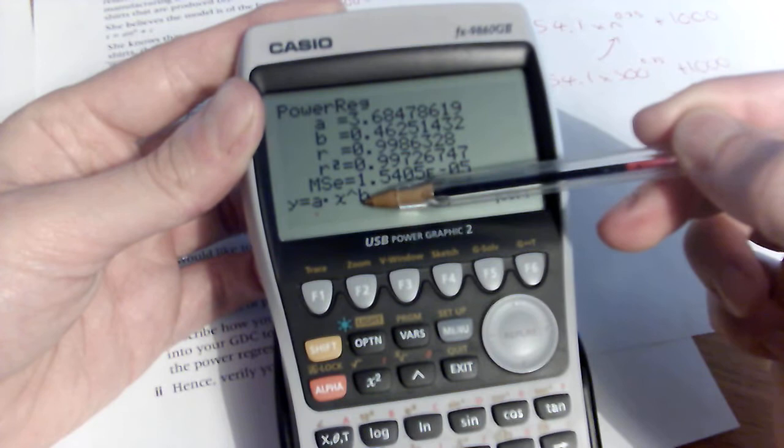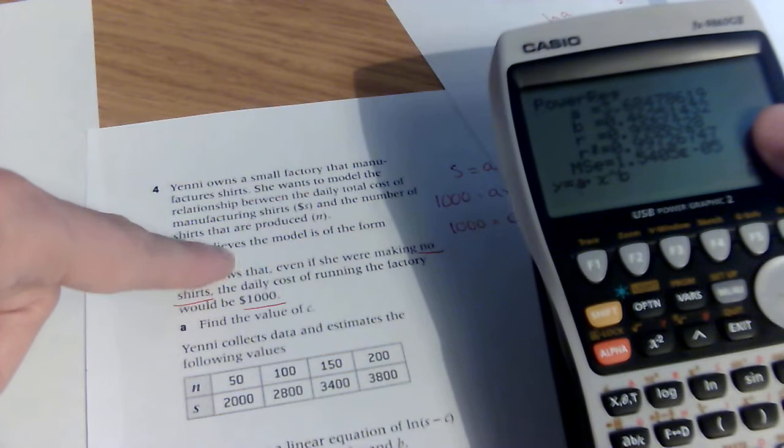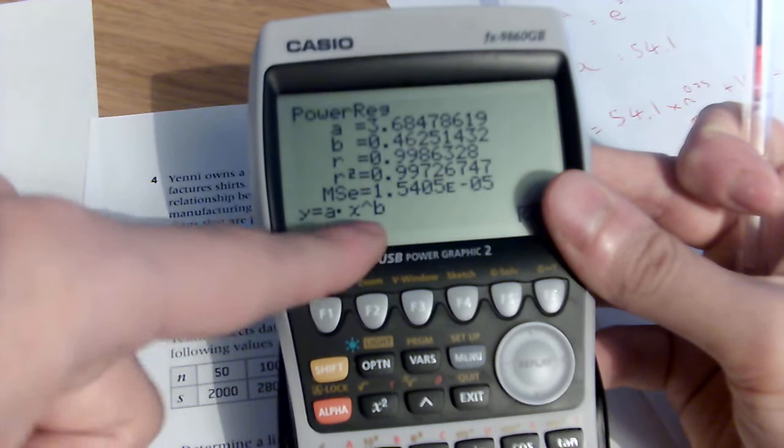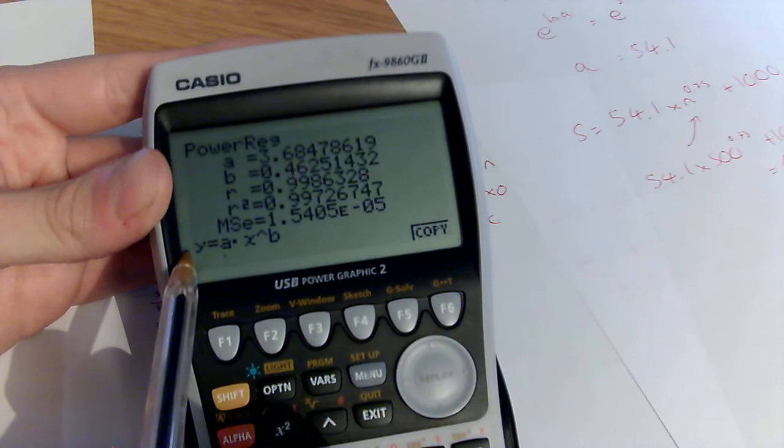That's pretty good, but it's not exactly what we're looking for here, is it? Because we've got s equals a n to the power of b, all good so far, but then plus c. The plus c is the problem here. That's not incorporated in this model. There's no way to do it. So just like at the start, we've got to rearrange it so that you can input data and ask the calculator to calculate a model that looks like this.